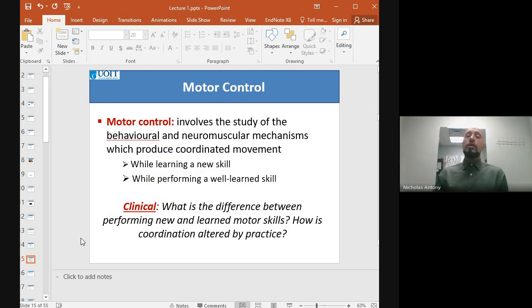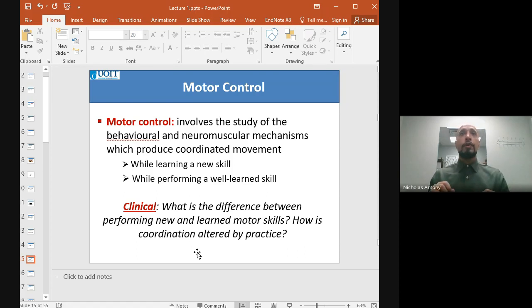Motor control also involves the study of motor skills, obviously, but it is more looking at, in terms of the research or out of the field, the study of the behavioral and the neuromuscular mechanisms that produce coordinated movement. So what we're going to do is look at the ways that people control their body.